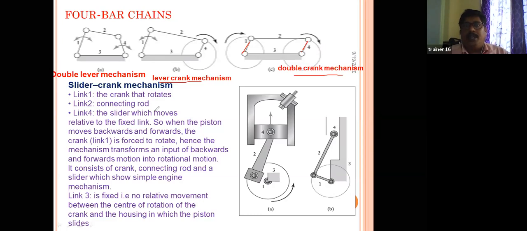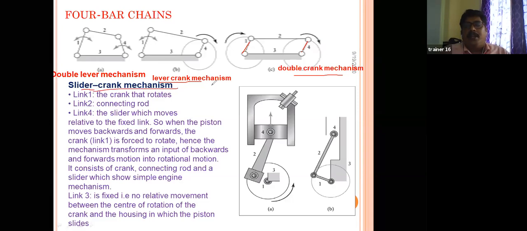So these we can arrange in a machine, right? These are all the linkage mechanisms. That means these are controlling a machine to get the desired output. And then the slider crank chain mechanism.